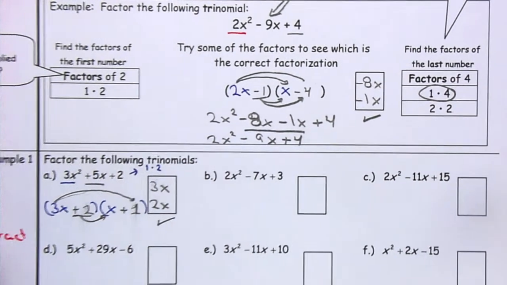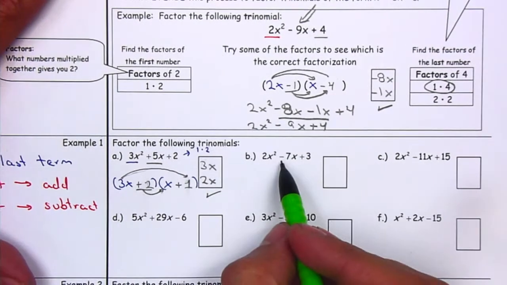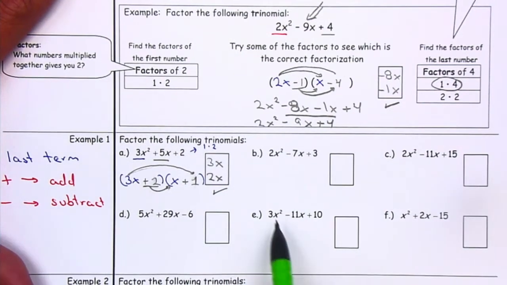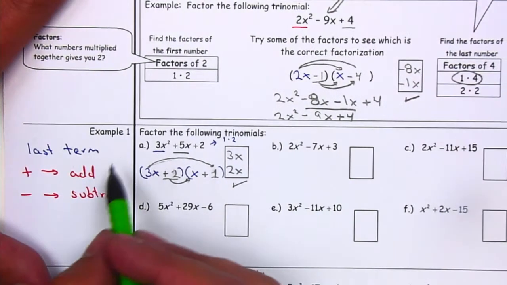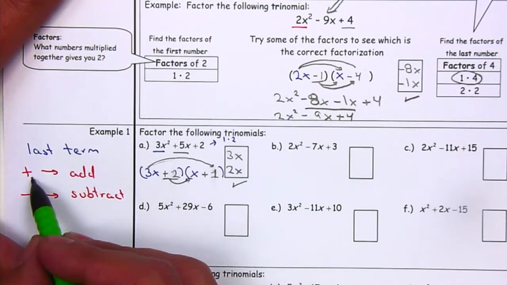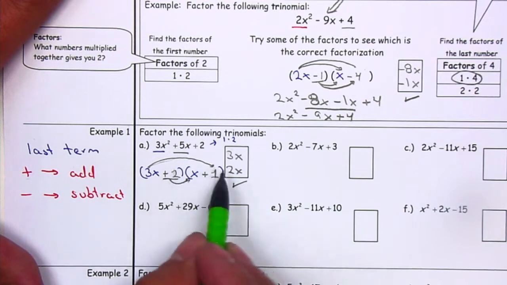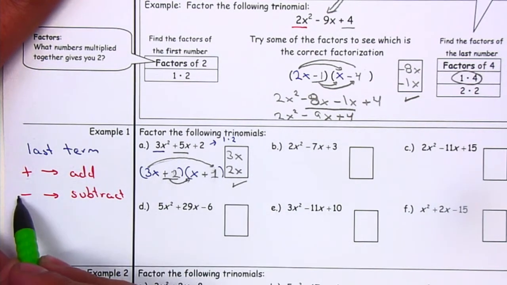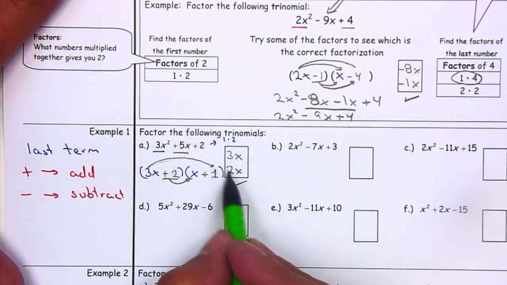Now, to help you, especially whenever we're starting to have negatives within our trinomial, go and write this on the left hand side. If the last term is positive, then that means that you're going to have to add both numbers to get the middle term. If the last term is negative, that means that you're going to have to subtract them to get the middle term.